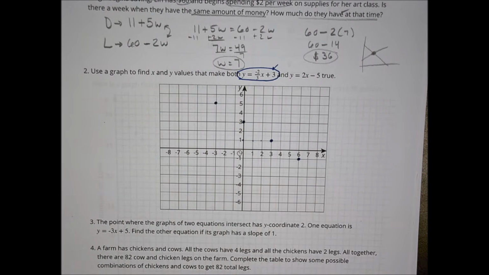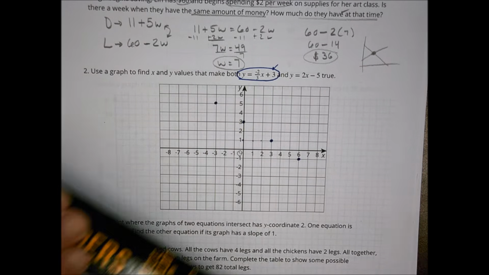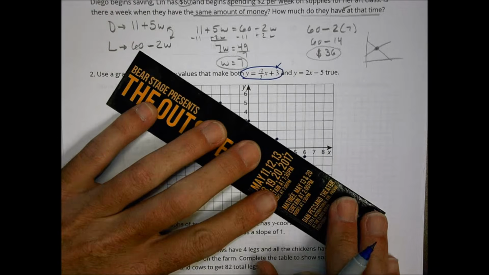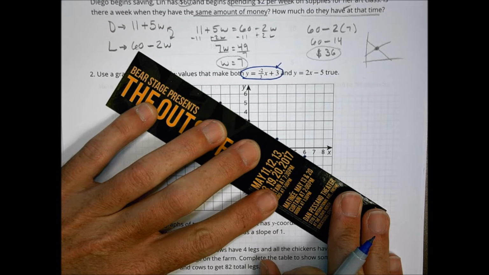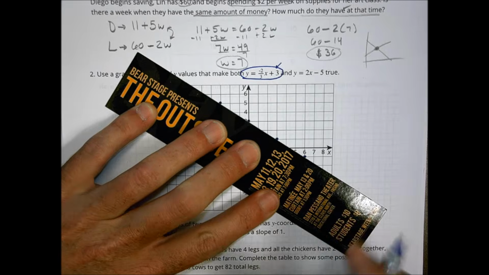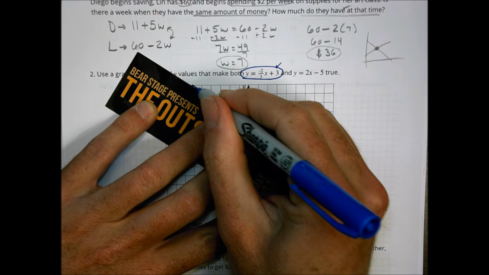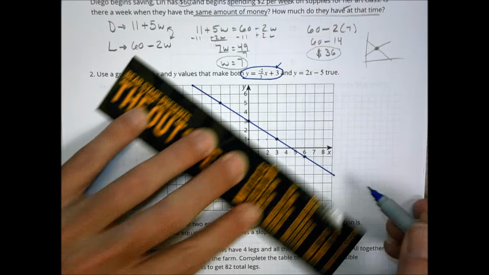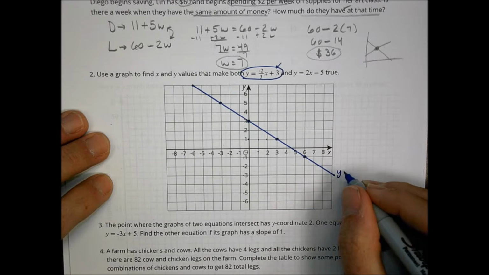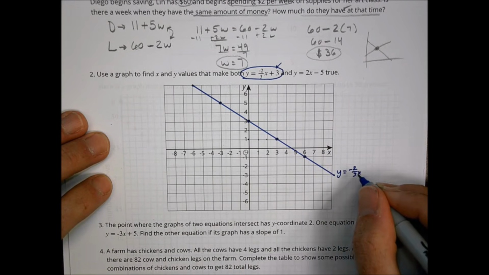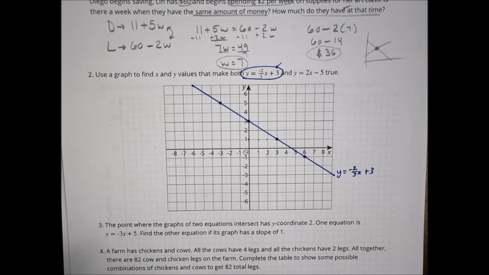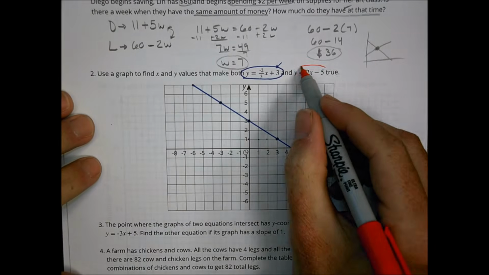And then I can take my straight line here and connect the points. And we have the line there for the first one. This is y equals negative 2/3 x plus 3. Okay, and now we do the same thing for the next one. y equals 2x minus 5.